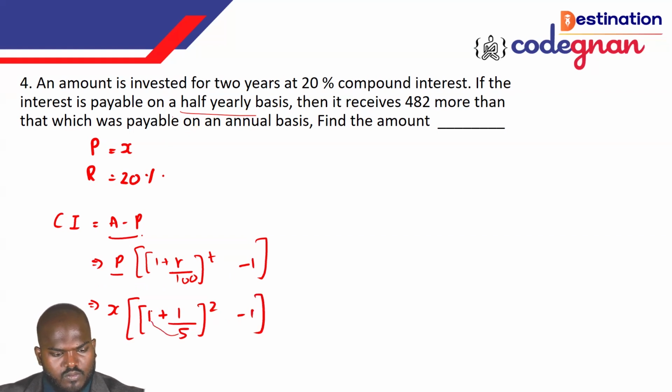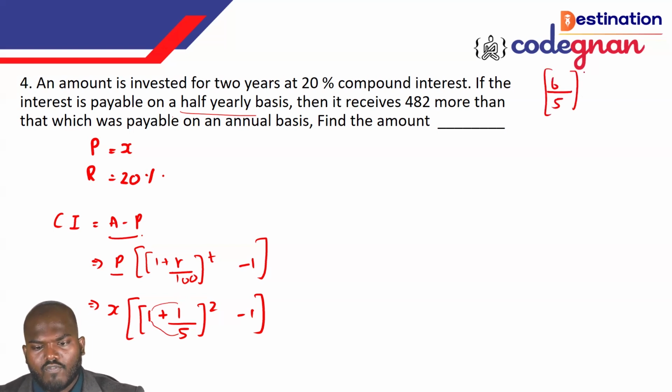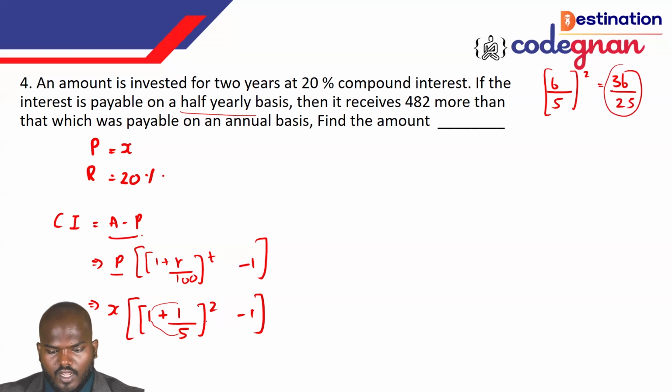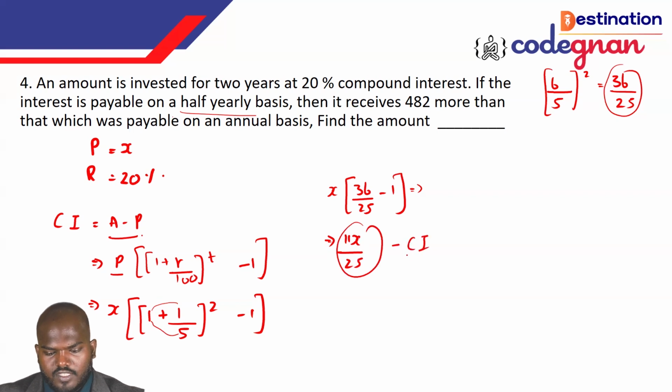If you take the cross multiplication, it will give you 6 by 5. 6 by 5 whole square is equal to what, guys? What is the value of 6 by 5 whole square? We get 36 by 25 here. So if you deal with this, the answer is x of 36 by 25, minus 1. That will give you 11x by 25. That is the way of CI.